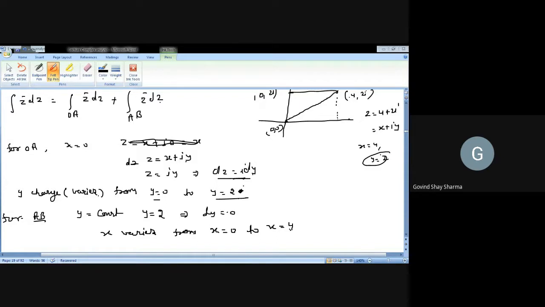Okay, friends, you can see easily. For OA is the y axis, x is equal to 0. So x is equal to 0, put dz is equal to iota dy, and y varies from 0 to 2. For AB, y is constant, so dy is equal to 0, and x varies from 0 to 4. This implies dz is equal to dx.